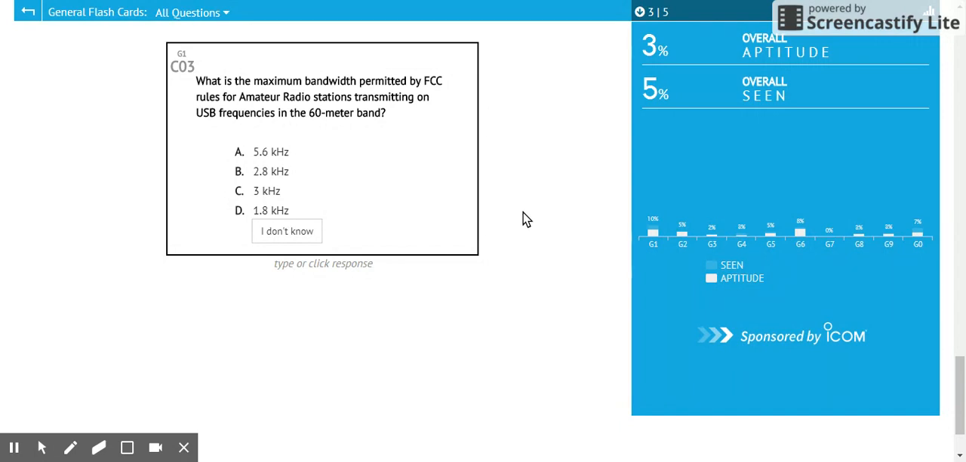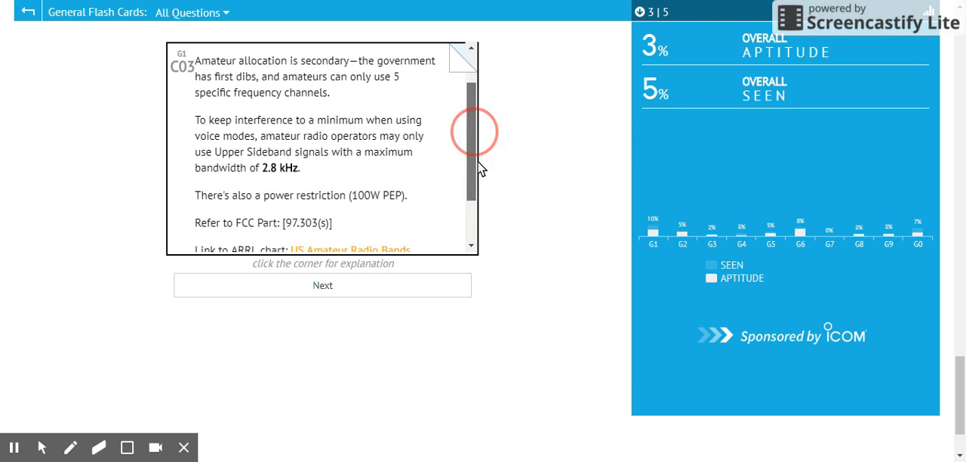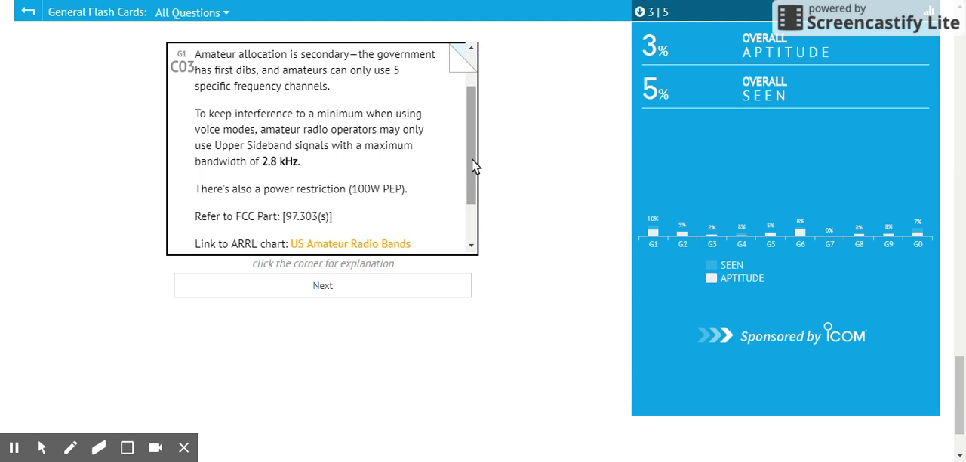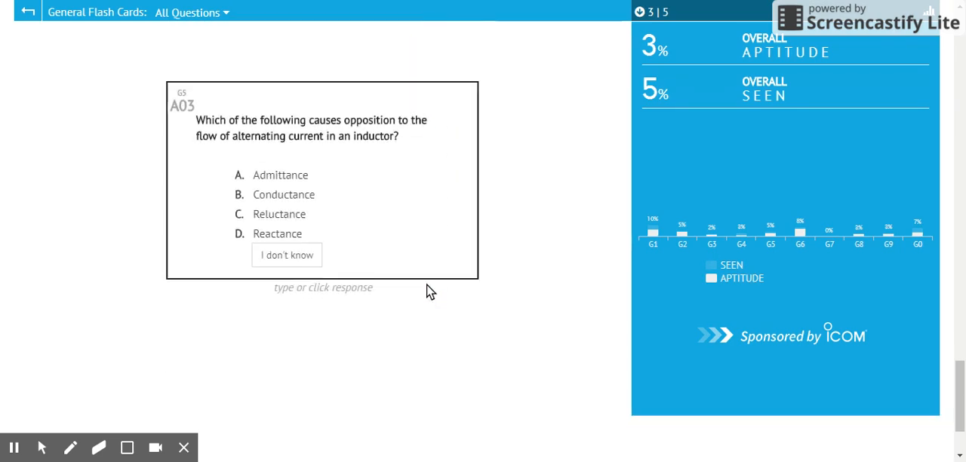G1C03. What is the maximum bandwidth permitted by FCC rules for amateur radio stations transmitting on USB frequencies in the 60-meter band? 2.8 kilohertz. How'd I know that? Let's see. The 60-meter band is a special case. Amateur allocation is secondary. The government has first dibs, and amateurs can only use 5 specific frequency channels. To keep interference to a minimum when using voice modes, amateur radio operators may only use upper sideband signals with a maximum bandwidth of 2.8 kHz. There is also a power restriction, 100 watt PEP. Refer to FCC Part 97.303(s). Yes, and there's our chart. Not going to go to that right now.